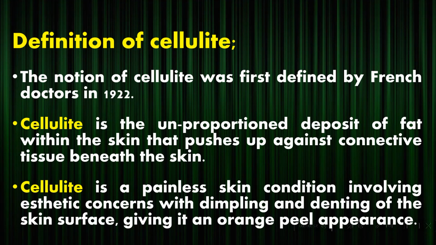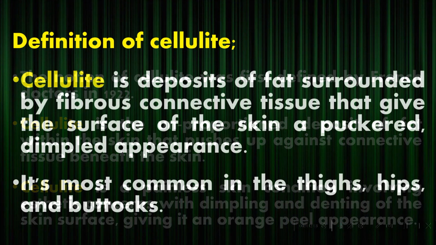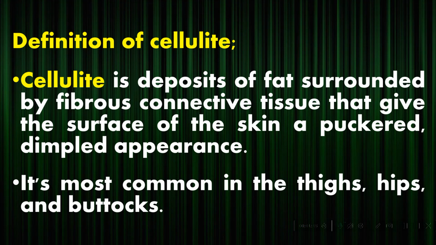The notion of cellulite was first defined by French doctors in 1922. Cellulite is the unproportioned deposit of fat within the skin that pushes up against connective tissue beneath the skin. Cellulite is a painless skin condition involving aesthetic concerns with dimpling and denting of the skin surface, giving it an orange peel appearance. Cellulite is deposits of fat surrounded by fibrous connective tissue that give the surface of the skin a puckered, dimpled appearance. It's most common in the thighs, hips, and buttocks.